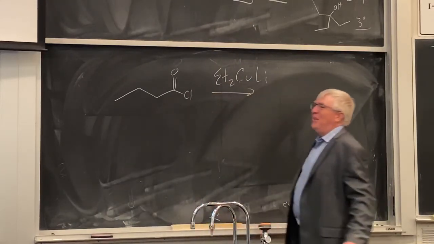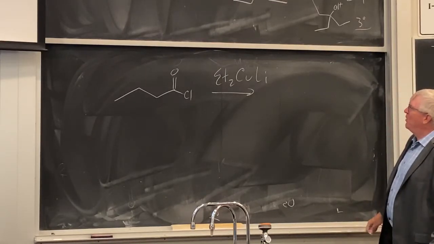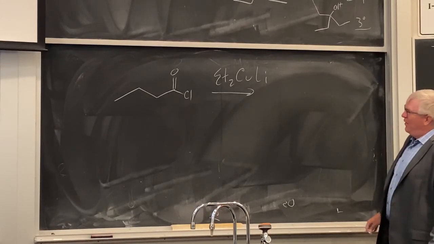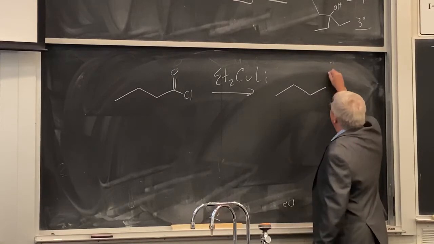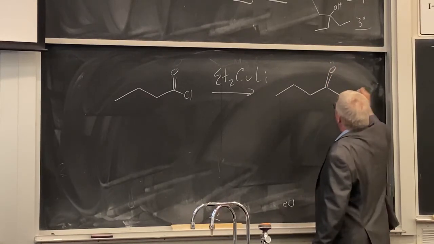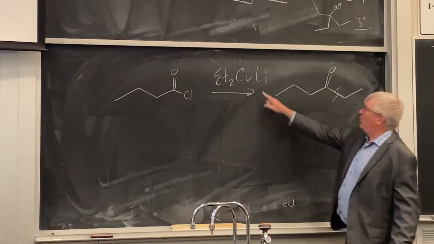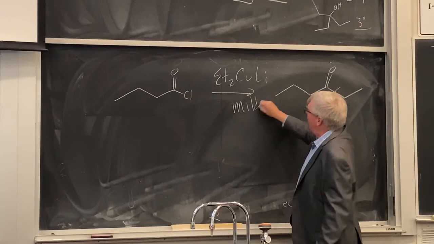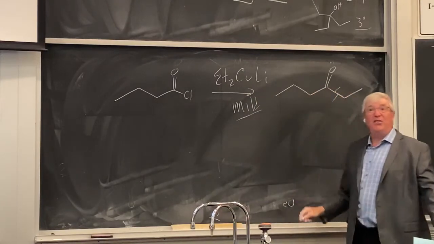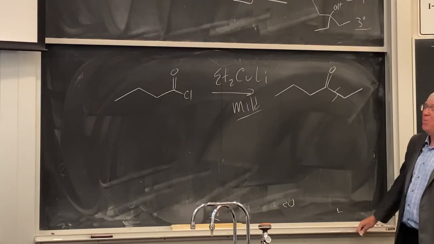Now, I haven't shown you everything about the cuprate, but you can see what it is. It's two alkyl groups on copper, which is negatively charged, and the lithium. And if we do this with an acid chloride, look at the product you get here. It stops at the ketone. It just adds once. This is far less reactive. This is a milder reagent than the Grignards. The Grignards are from magnesium, right? Those are alkaline earth metals, which is the second row, very electropositive.